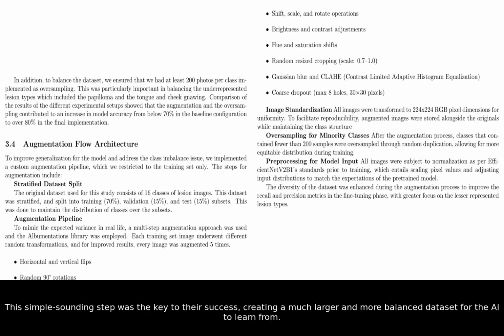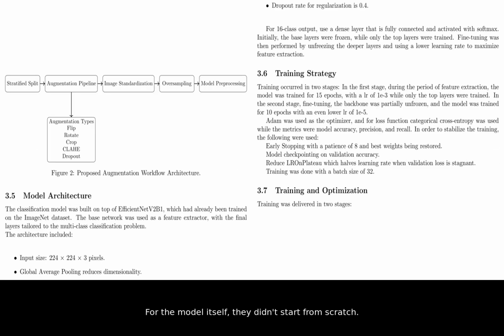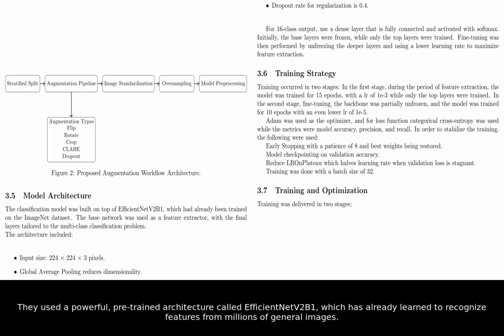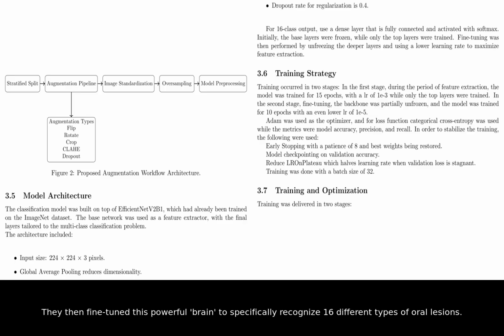to learn from. For the model itself, they didn't start from scratch. They used a powerful, pre-trained architecture called EfficientNet v2b1, which has already learned to recognize features from millions of general images. They then fine-tuned this powerful brain to specifically recognize 16 different types of oral lesions.